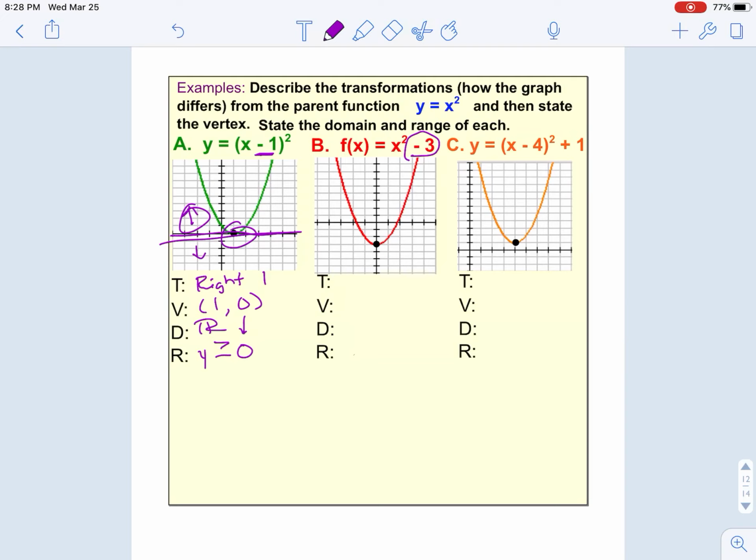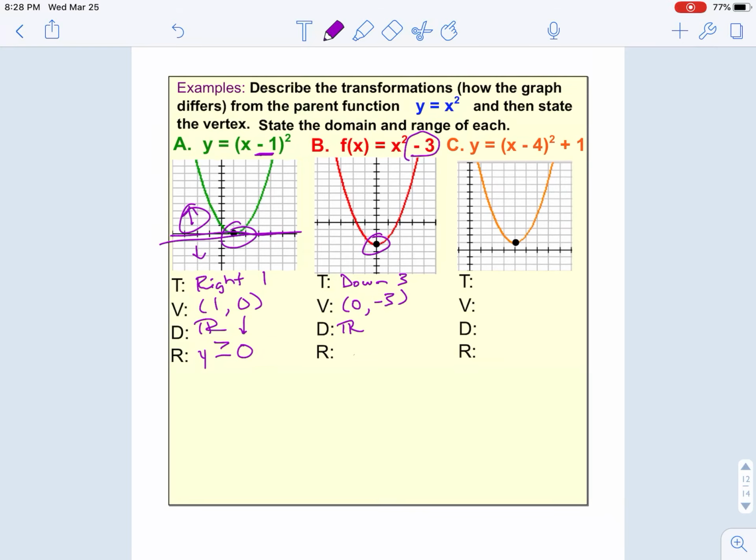All right, outside of the parentheses is the up and down part, and it moves just like I would expect. So this one is going to move down 3. My vertex didn't move left or right, so I'm going to stay right there with my X. But since I moved down 3, my vertex is at (0, -3), which shows up right there in my graph.